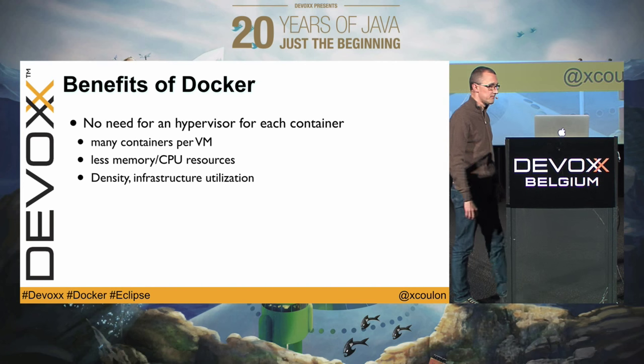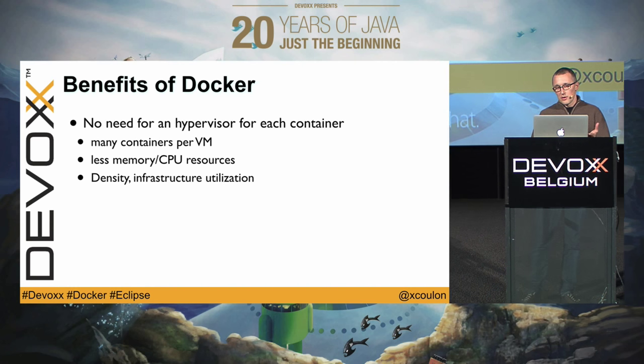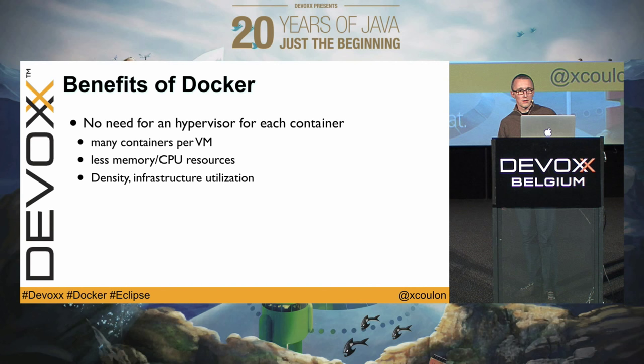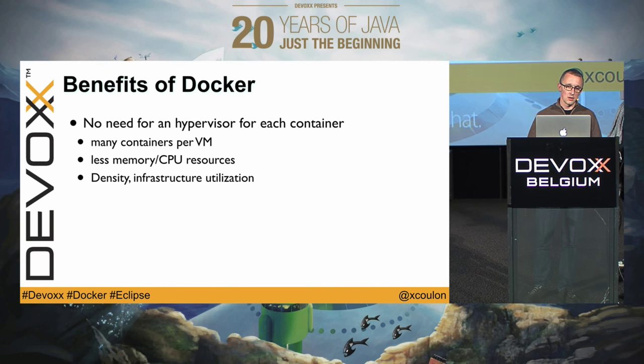such as VirtualBox. So yeah, you consume less memory and less CPU resources, and so you have a better density and infrastructure utilization.